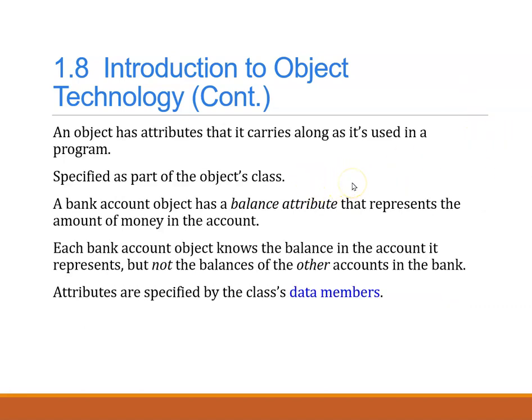An object has attributes that it carries along as it's used, and they're part of the object's class. A bank account object has a balance attribute, and that's in the class, but the balance attribute instance would hold the amount of money in the account. Each account object knows its own balance, but not the balances of other accounts. In C++, we specify attributes using what are called data members.